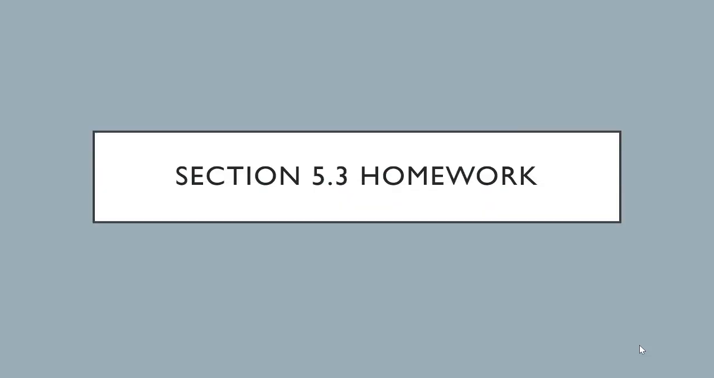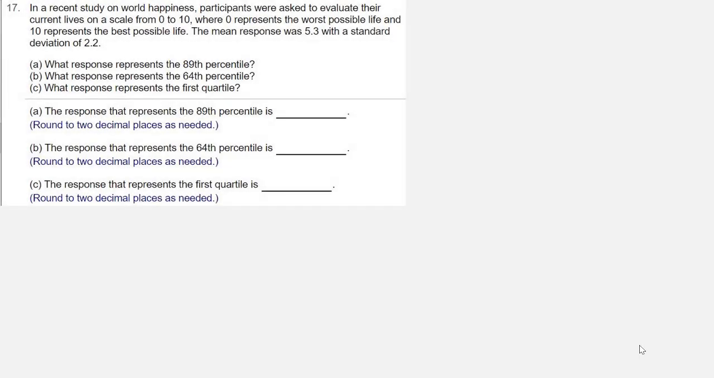We're looking at homework from section 5.3. This is question number 17. In a recent study on world happiness, participants were asked to evaluate their current lives on a scale from 0 to 10, where 0 represents the worst possible life and 10 the best possible life. The mean response was 5.3 with a standard deviation of 2.2.